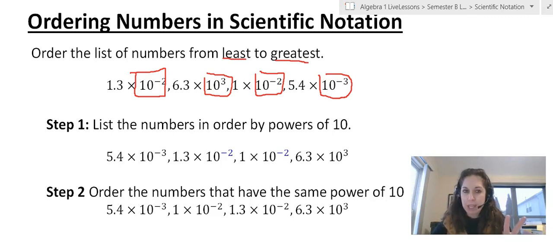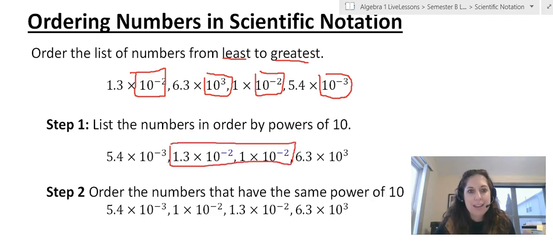The second step then is order the numbers that have the same power. So in this case, my 2 values that had the same power were this 1.3 and that 1. So I would just have to make sure, okay, they go in order from least to greatest. Well, 1 is obviously smaller than 1.3. So in this case, I needed to switch these in order for it to be in the correct order. So now these values are listed from least to greatest.